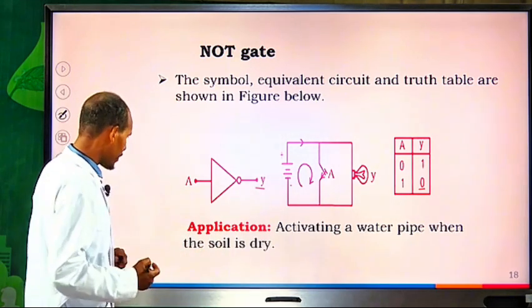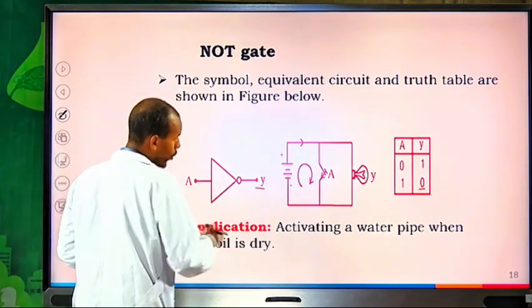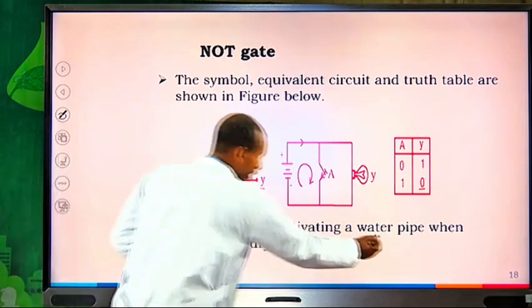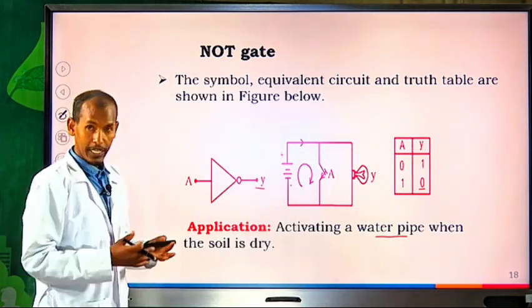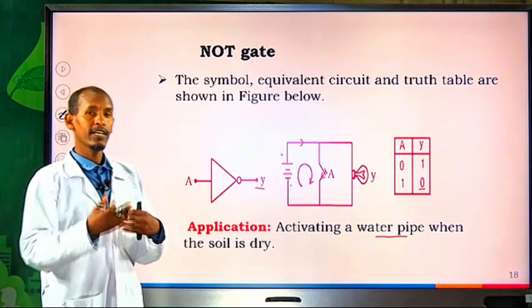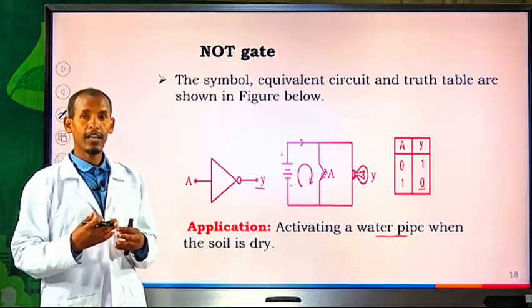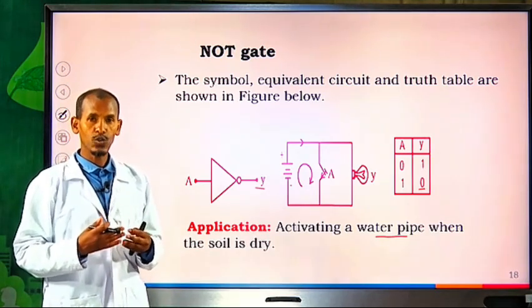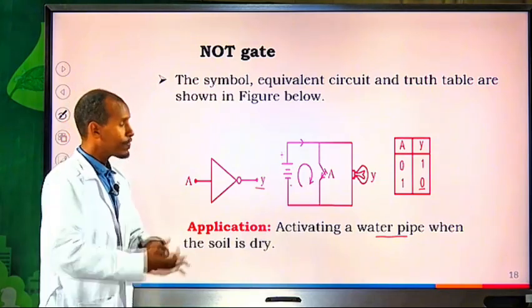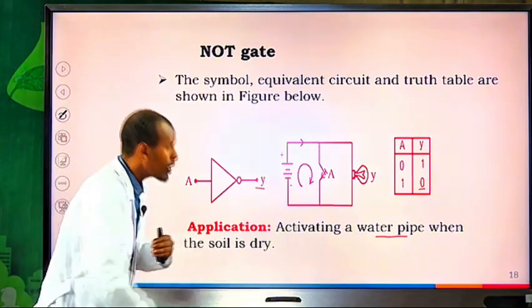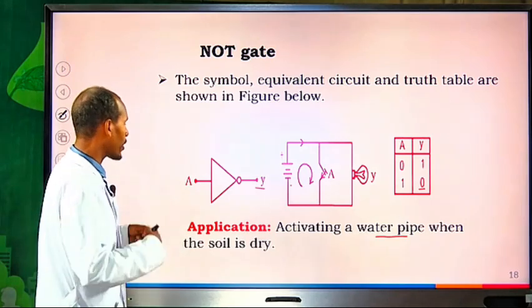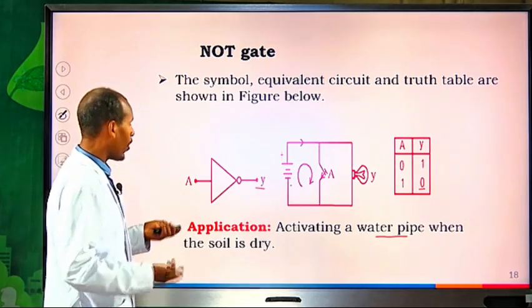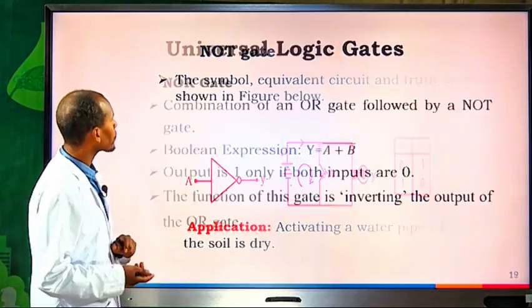The application of the NOT gate is in activating a pipe using a certain sensor. In addition to this, we can activate watering when the soil is dry. So if the soil is dry, it needs moisture, so it will open the pipes, or it will act as opening of the pipe.